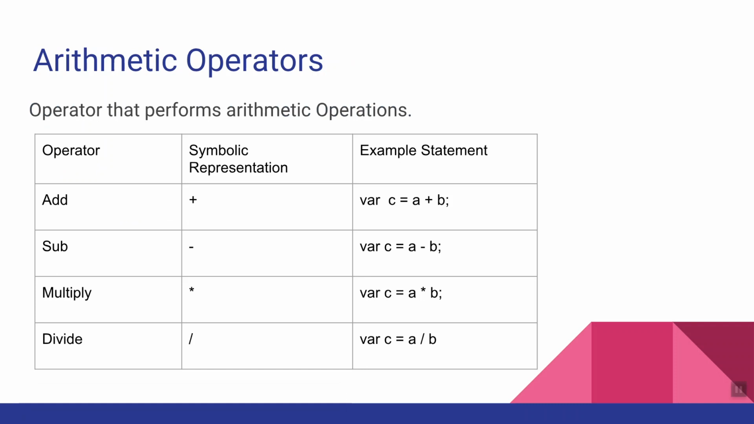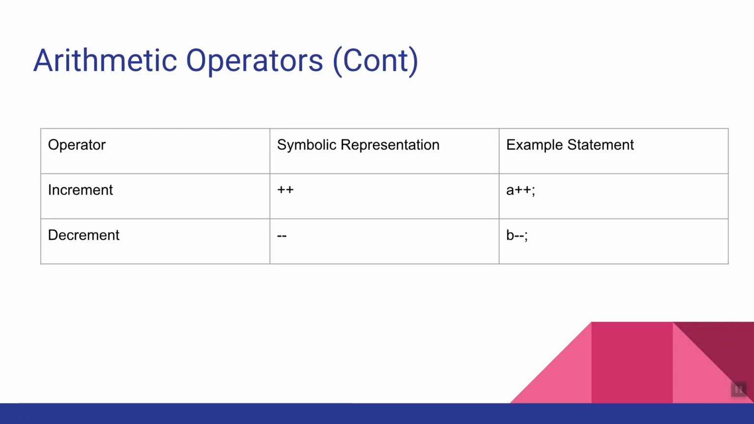In addition to these arithmetic operators, we have two other types of arithmetic operators. One is called the increment operator and the other is the decrement operator. The increment operator is represented by the symbol plus plus, whereas the decrement operator is represented by the symbol minus minus. This operator either adds 1 to itself or subtracts 1 from itself, depending upon the type of operator that you use.